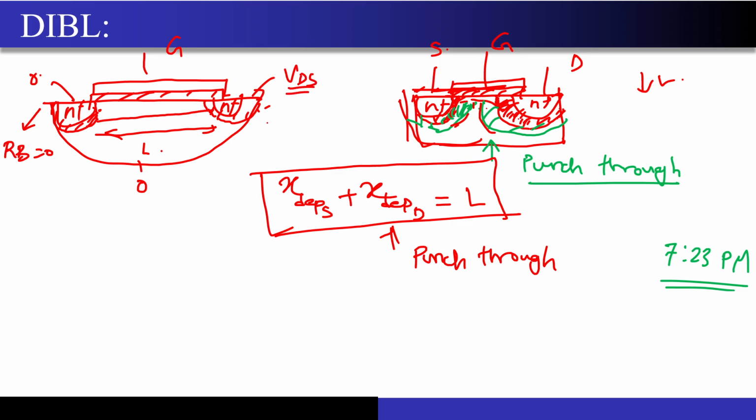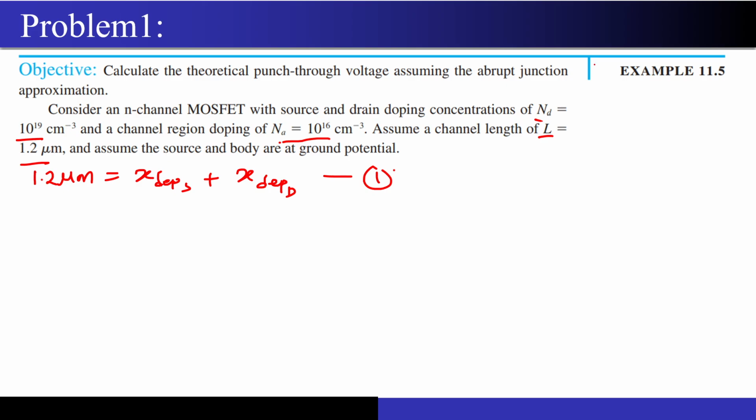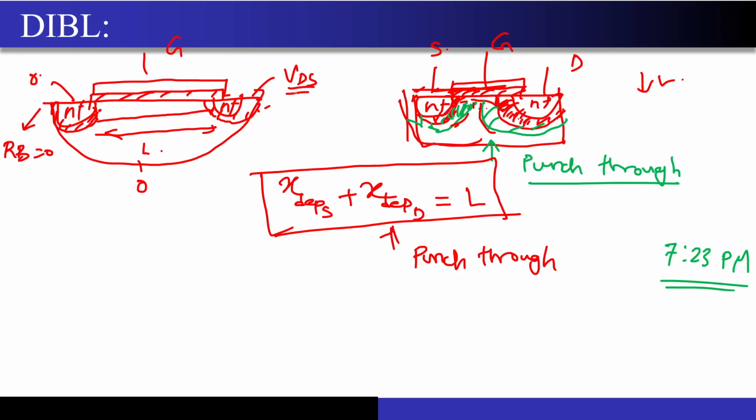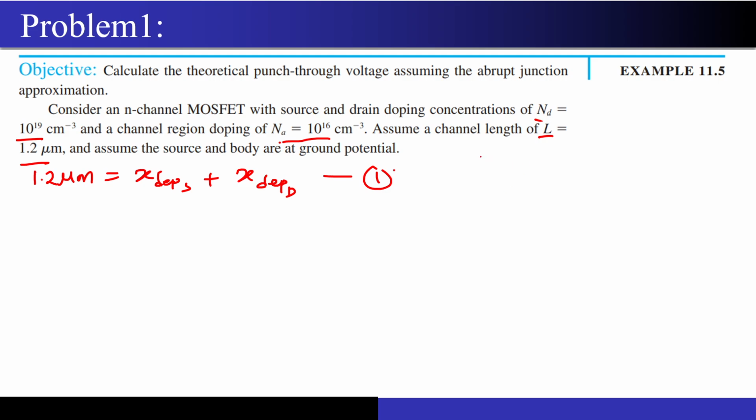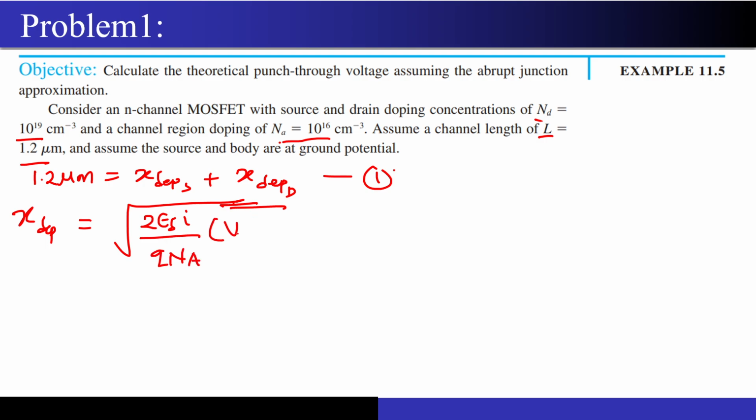Correct? So now they are asking us to calculate that particular voltage, that is this VDS value itself, which will increase the depletion region over here by so much that the total width of the depletion region on the source and the drain side will be equal to the channel length over here. Correct? So this is what we have to find out. So now if I look at the X depletion formula first of all, what is it? It is 2 times epsilon Si divided by q NA, because we have a p-type substrate, times (VBI plus VR).